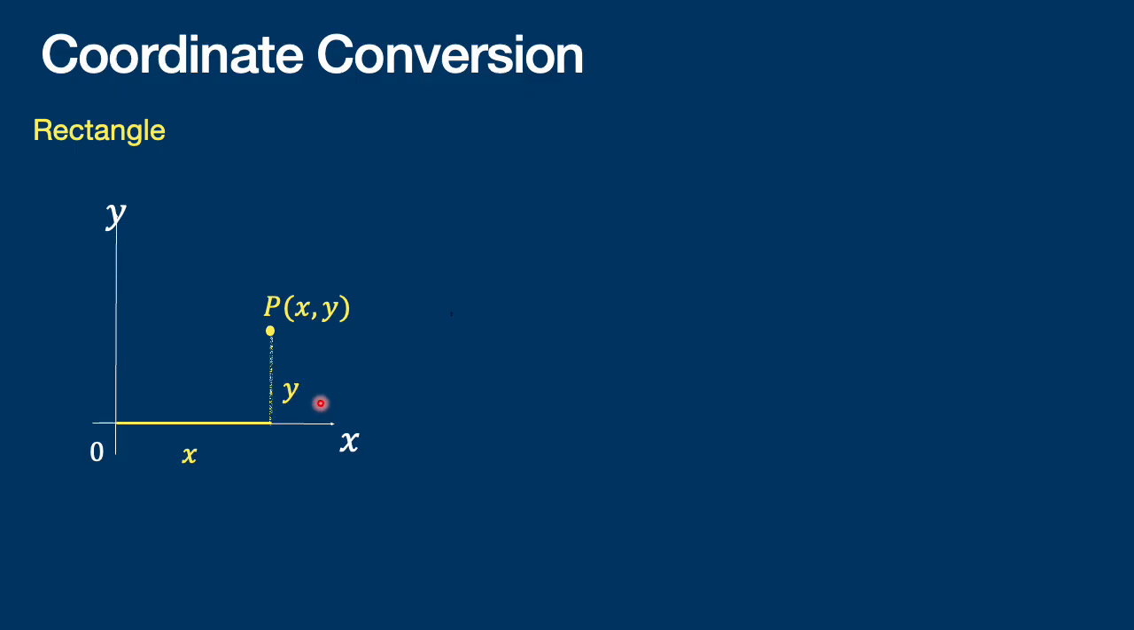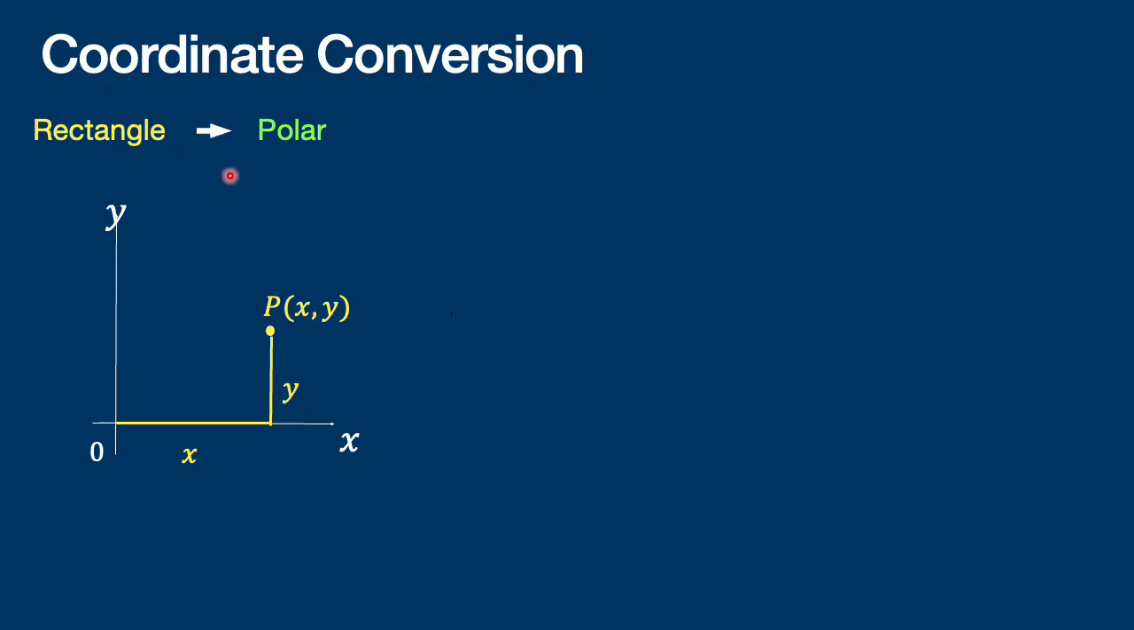Let's study how to convert between polar coordinates and rectangular coordinates. First, we're going to do rectangular coordinates. So, in rectangular coordinates, the point P is going to be x and y. X represents the distance from the y-axis. From the x-axis to the point, that's going to be the y value. So that's going to be changed to polar coordinates.